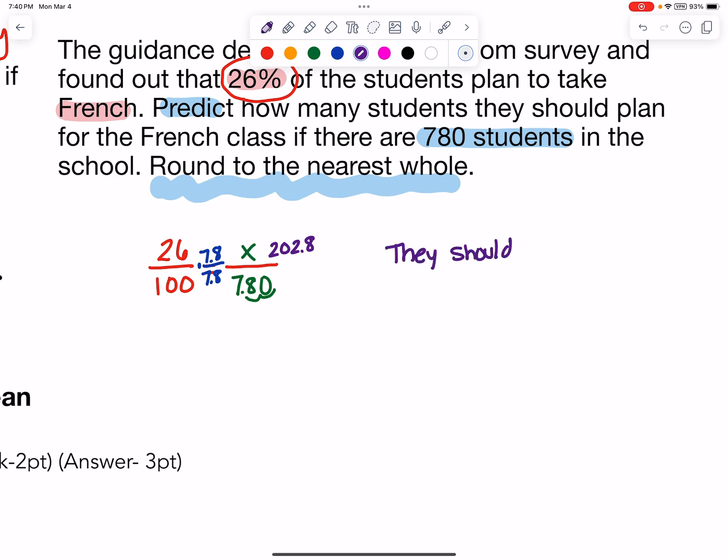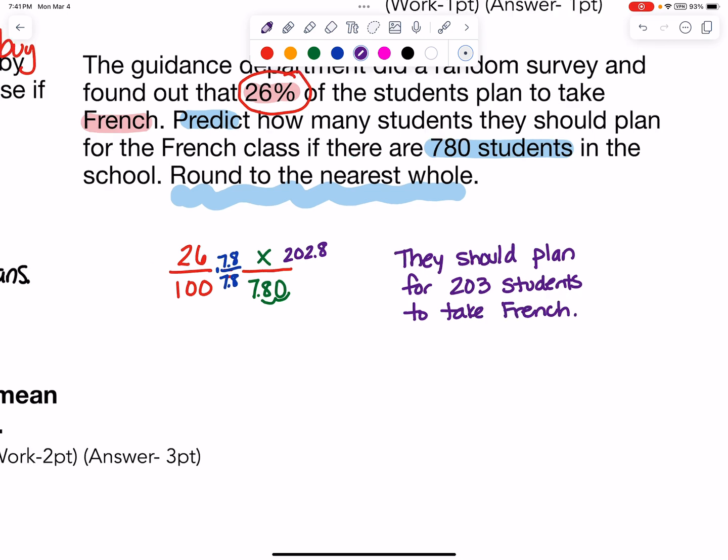They should plan for 203 students to take French. Okay, and there we go.